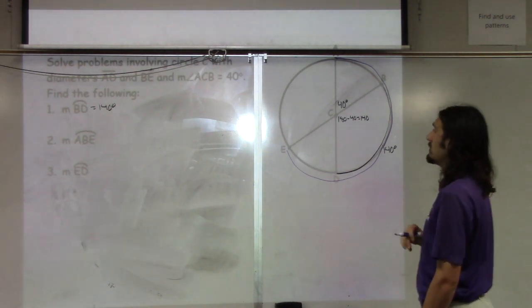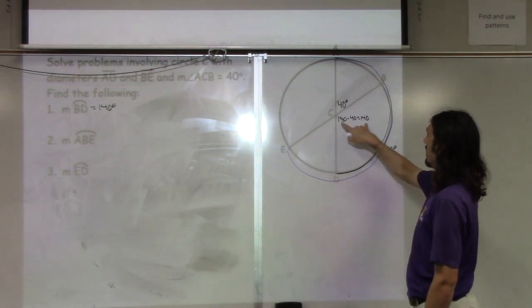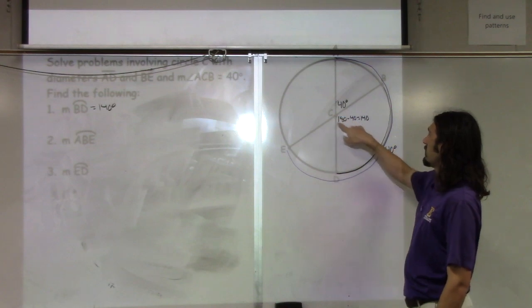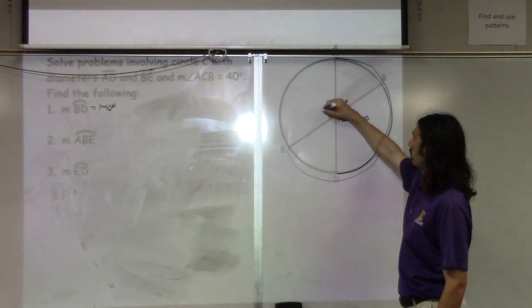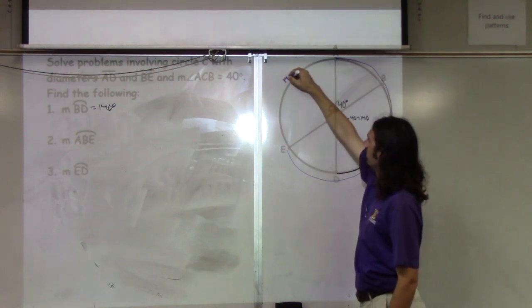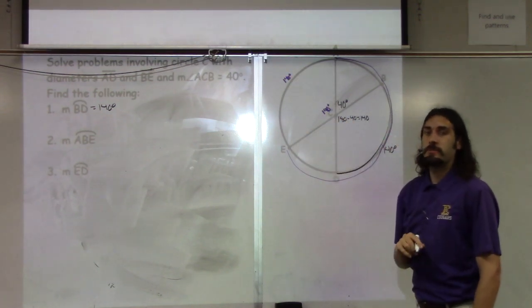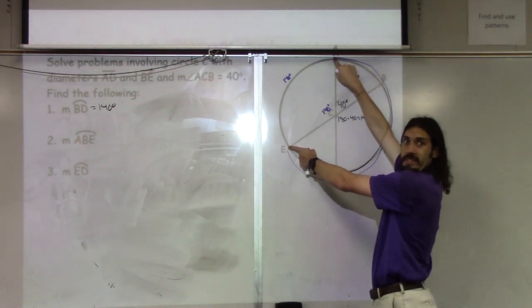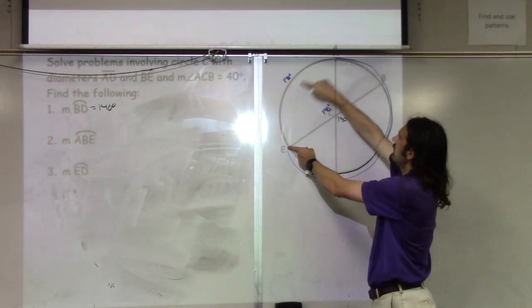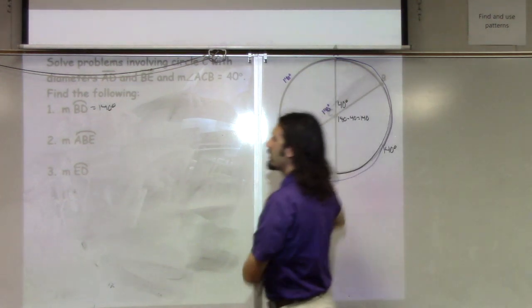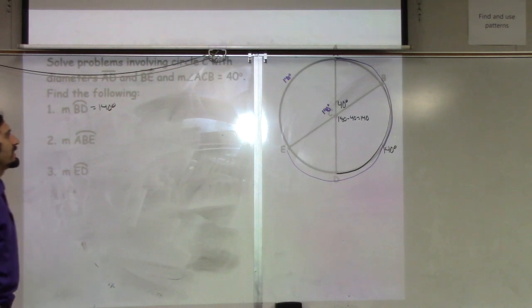Where my mind went to first was this. I know this angle is 140. These two angles are vertical, so I know this is 140. Well, how does that help me? I just found the part of the circle I don't want, right? I just found E to A is 140 degrees. Well, if E to A is 140 degrees, I know that I want everything else.